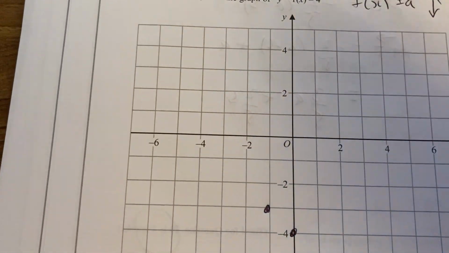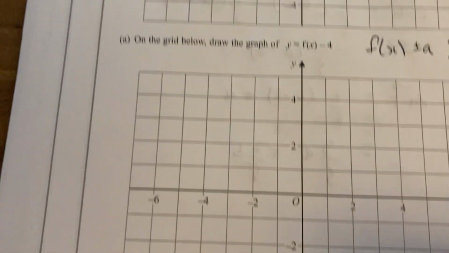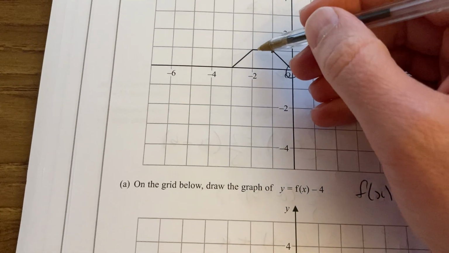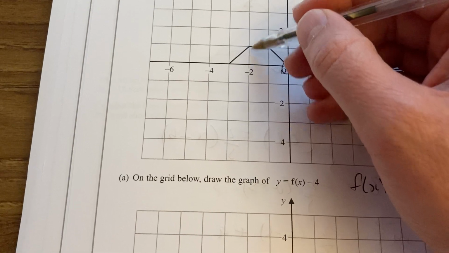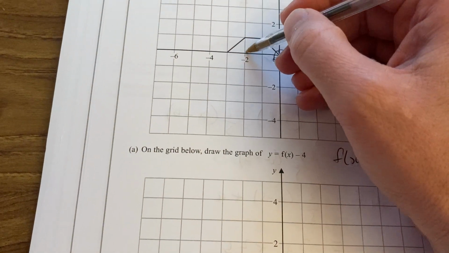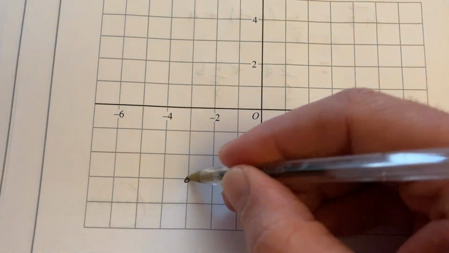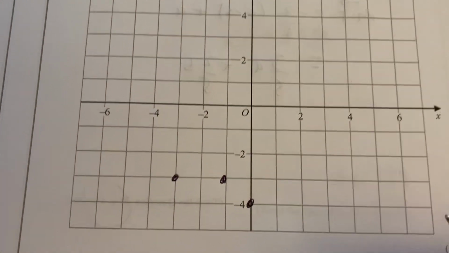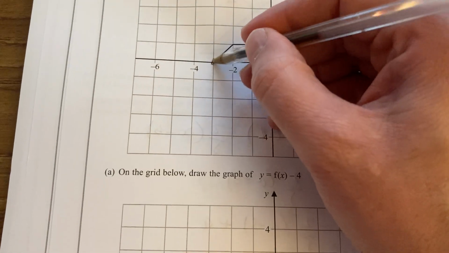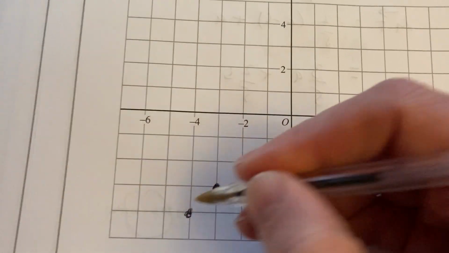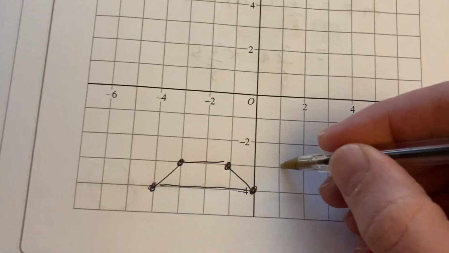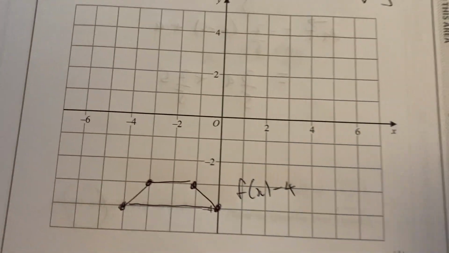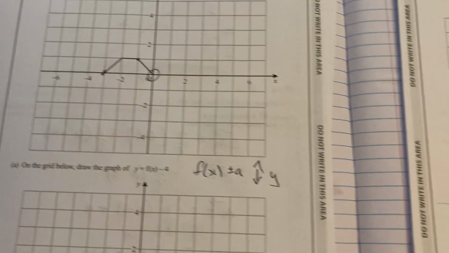I don't know why they couldn't just do it on the same graph. Minus 3, 1. This point here, which is minus 2, 1, is going to move to minus 2, minus 3, to there. And then this point here, which is minus 3, 0, is going to move to minus 3, minus 4, like that. So it's moved down there. So that is f of x minus 4. Okay, again, it would have been easier just to do it there.